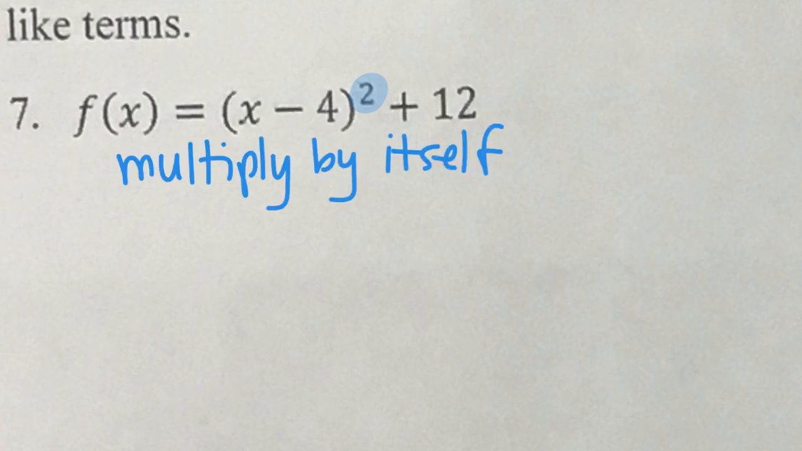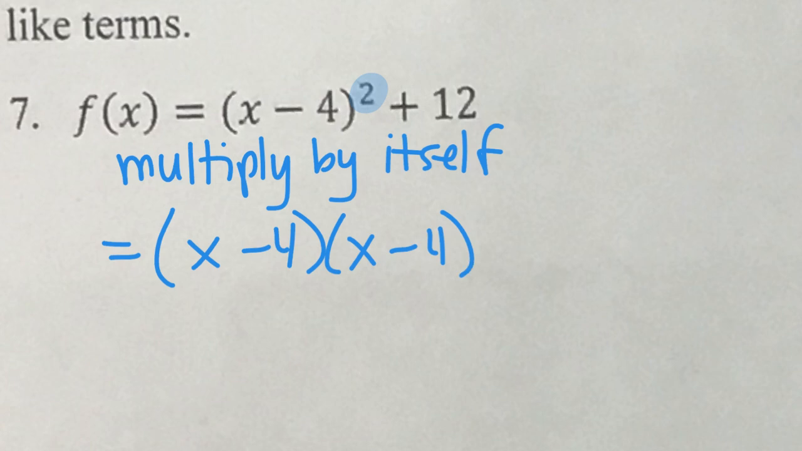So we can rewrite this if we want to in longhand, and you don't have to do this, but x minus 4 squared means x minus 4 times x minus 4, right? And then we still have the +12. So PEMDAS says we have to do our parentheses first. So we're going to multiply these two things together.